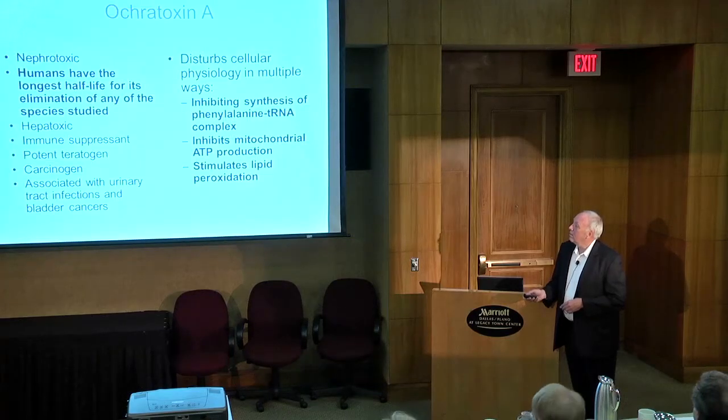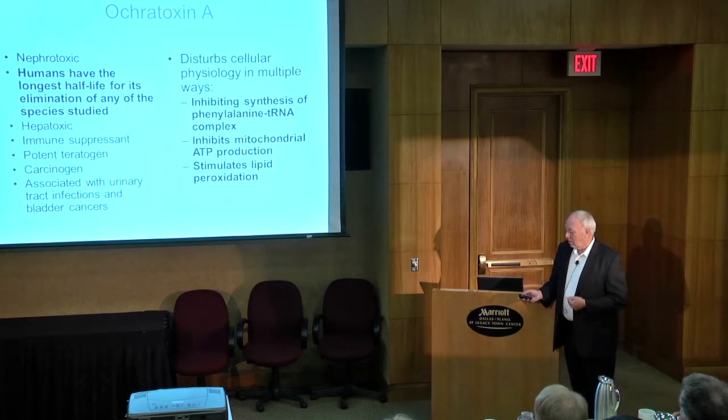So if other people argue with you as a clinician or in some kind of discussion in a bar or something, that ochratoxin A has a short half-life, you can argue the intracellular aspects of this toxin. Again, it can cause birth defects. It's a carcinogen, and it's been associated with urinary tract infections and bladder cancers. It specifically inhibits synthesis of the phenylalanine transfer RNA complex and inhibits mitochondrial ATP production, and it stimulates lipid peroxidation.